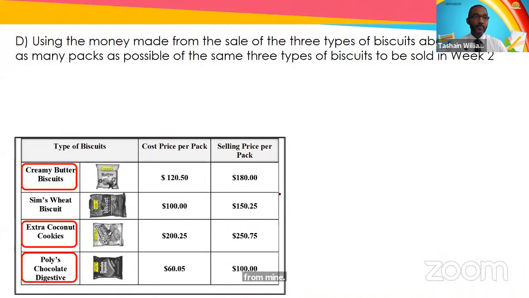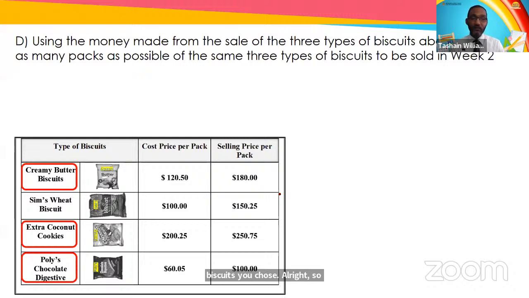All right. So as we continue, this now is section D. It says using the money you made from the sale in week one, we want you to buy as many packs of the same types of biscuit you chose, right?